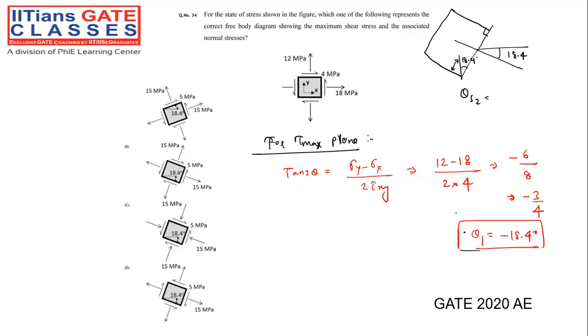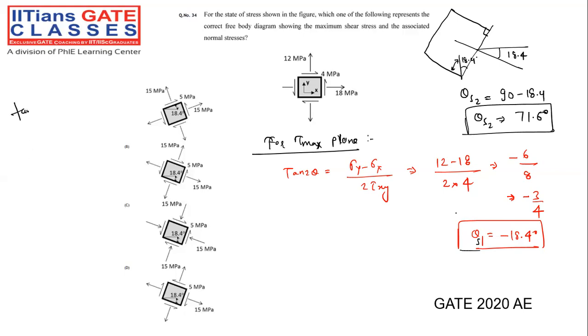So this is theta s1. Theta s2 will be what? Theta s2 is the plane of maximum shear stress, right? Theta s2 will be 90 minus 18.4. And if you just calculate, you'll be getting 71.6 degree, right? Or you can do tan inverse of 180 minus this. What is 180 minus 18.4? 18.4 into 2, that is 36.8.